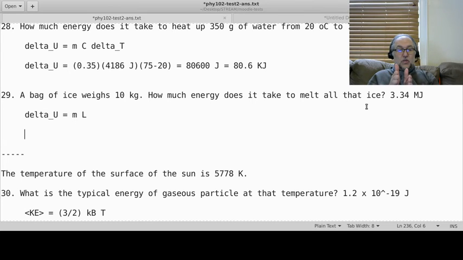So halfway through the phase transition, you'll have some ice at 0 degrees Celsius and some water at 0 degrees Celsius. At the end of the phase transition, you'll have all water at 0 degrees Celsius. So all through the phase transition, the ice water stayed at 0 degrees Celsius. It's simply changing form from ice to water. So there's no delta T in there because delta T would be 0. So we just have delta U, the energy we need to add, is the mass, 10 kilograms, multiplied by the latent heat of fusion.